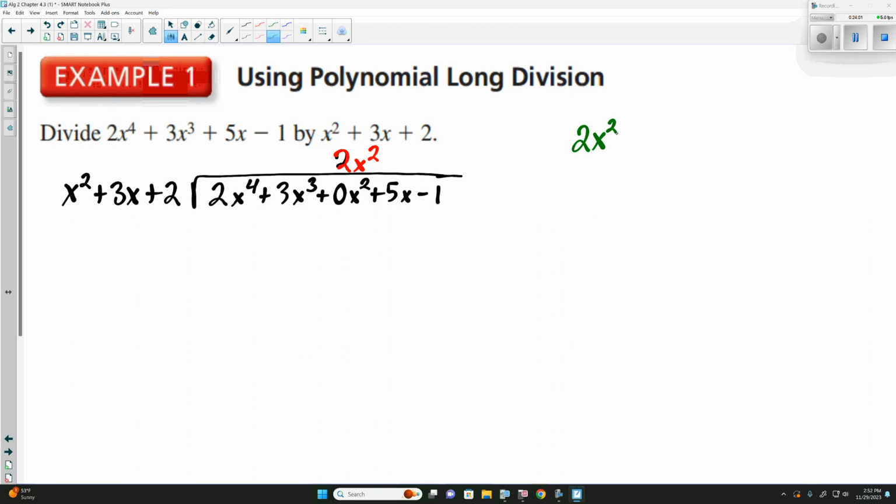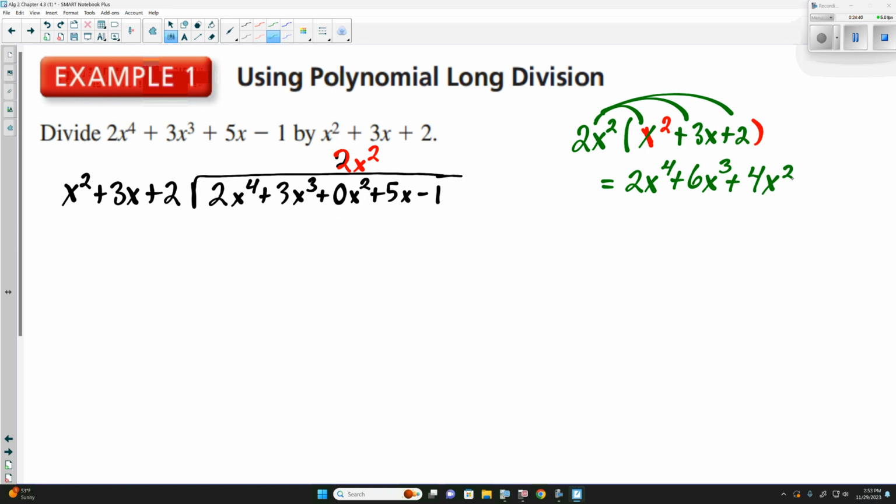All right. Any questions on how we found the first term we're multiplying through? So we're going to multiply through by 2x squared. So we're going to multiply it by our x squared plus 3x plus 2. We're going to distribute through. 2x squared times x squared is 2x to the fourth. 2x squared times 3x, 2 times 3 would be positive 6x cubed. And 2x squared times 2 is plus 4x squared.